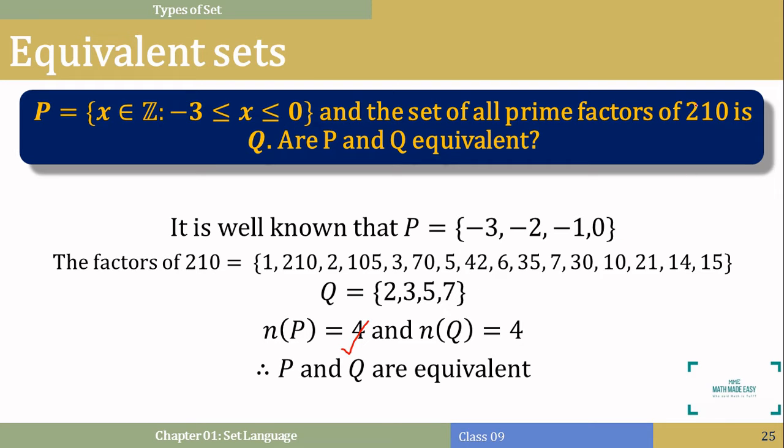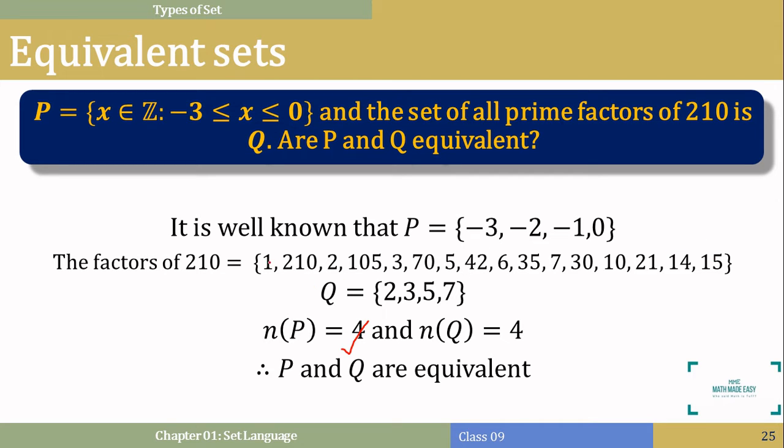Let's find the factors of 210 and then decide which are prime numbers. So 1 times 210 is 210. So 1 and 210 are factors of 210. And 2 and 105 are factors of 210. 3 times 70 is 210. 5 times 42 is 210. 6 times 35 is 210. 7 times 30 is 210. 10 times 21 is 210. And 14 times 15 is 210.